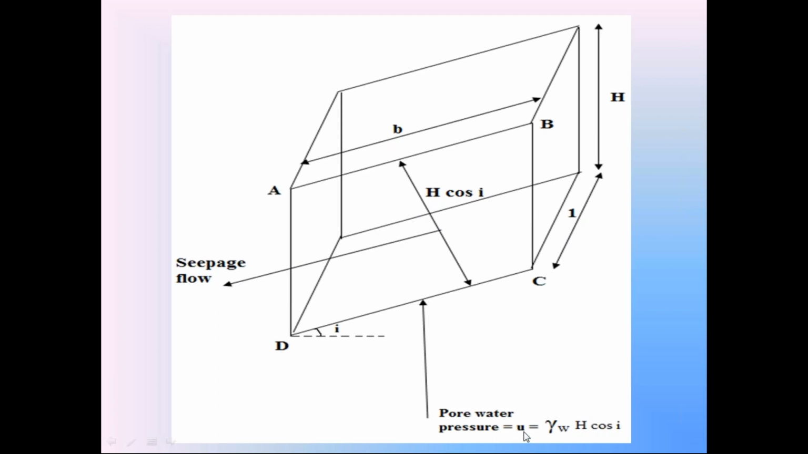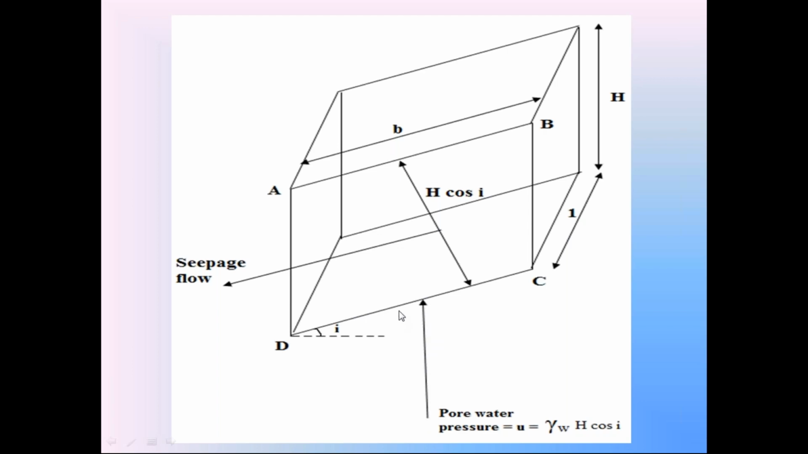So this pore water pressure U, this is the pressure. Please remember, this is the pressure, not the force. The pore water pressure U is equal to gamma W into H into cos I. It is acting vertically upward. Now on this surface CD, this pore water pressure acts vertically upward.